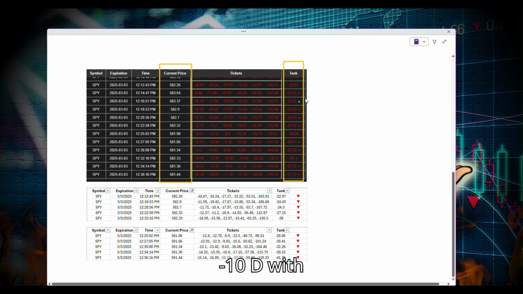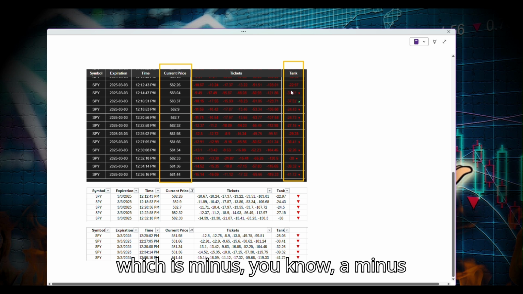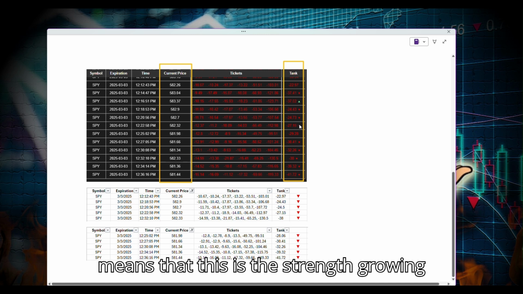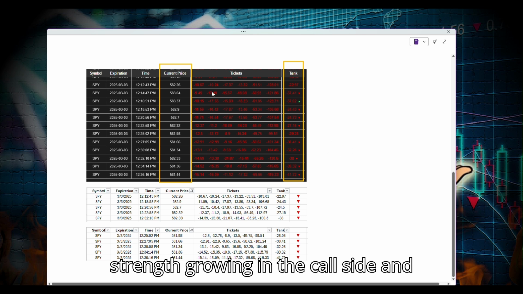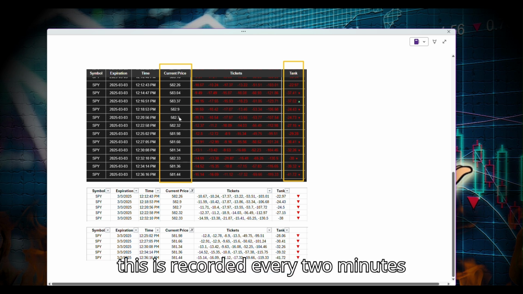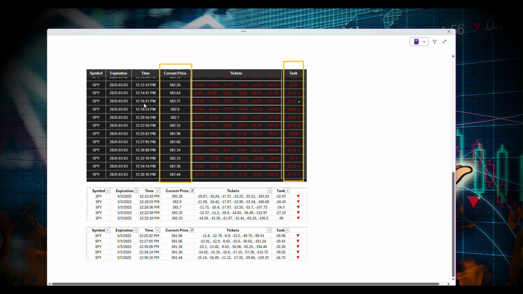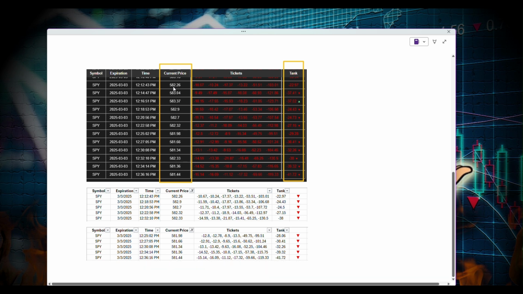So minus 10D is basically all strike prices moving in the same direction, which is a minus value. The minus value means the strength is growing on the put side. A positive value is the strength growing on the call side. This is recorded every 2 minutes and it's live. So you can see that every 2 minutes OSV is recording, and as it's recording, it's capturing the current price of SPY. Boom, 582, 583, 583, 582, 582, 581.